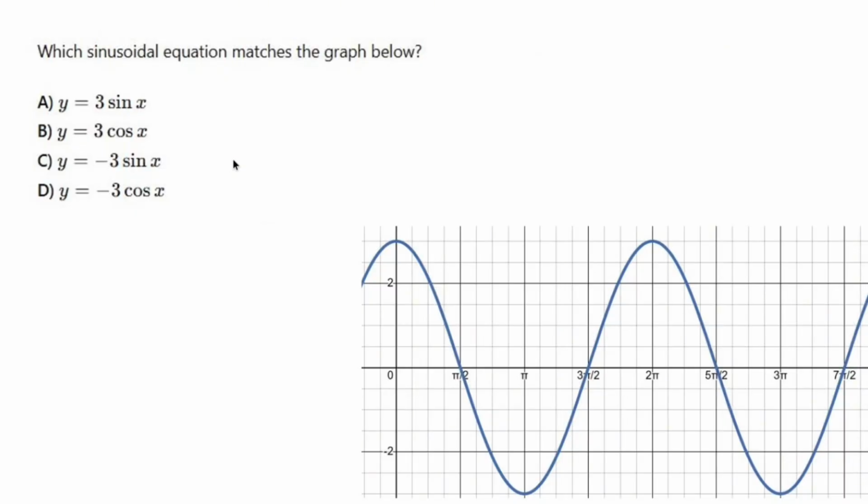Which sinusoidal equation matches the graph below? Since I don't see anything being added or subtracted inside the x, this is going to take on a normal looking shape. It starts up here, and when it starts up there, that tells me that it is a positive cosine x.